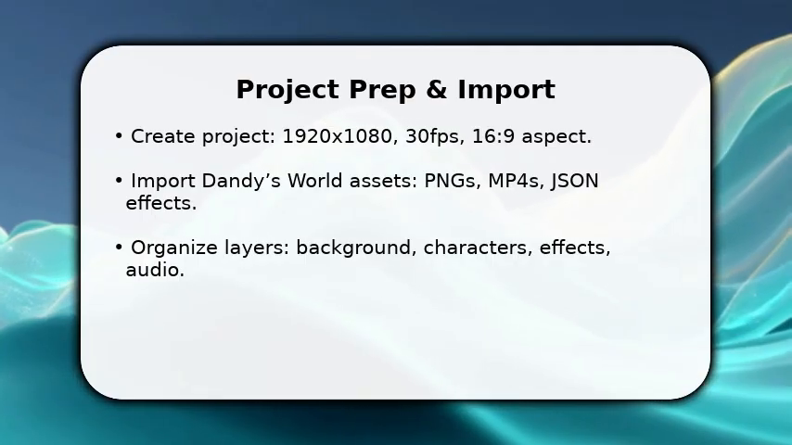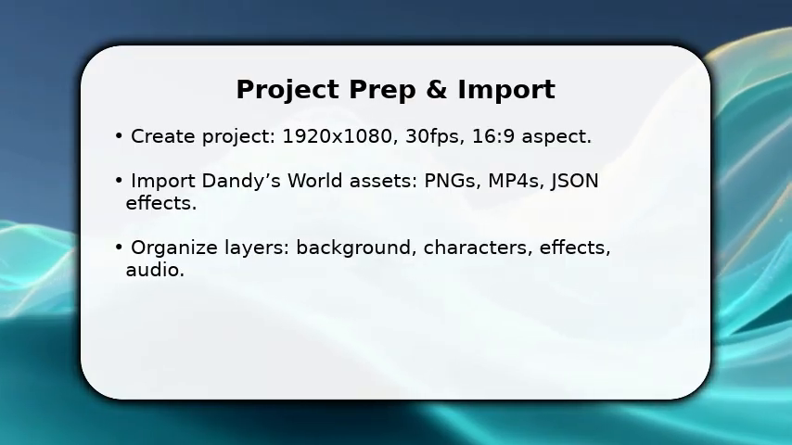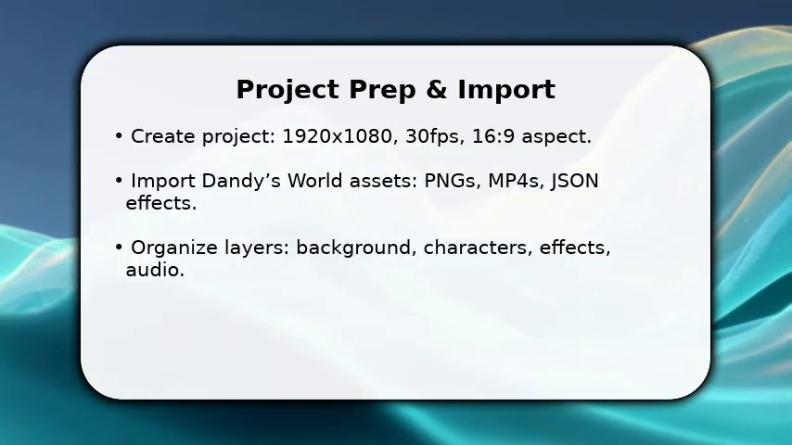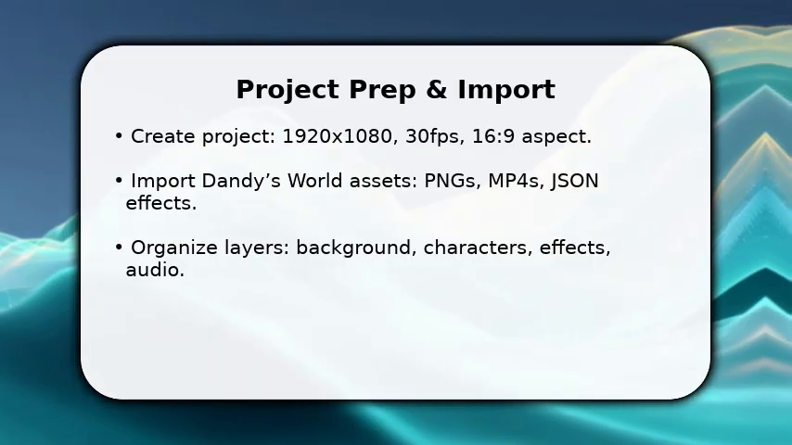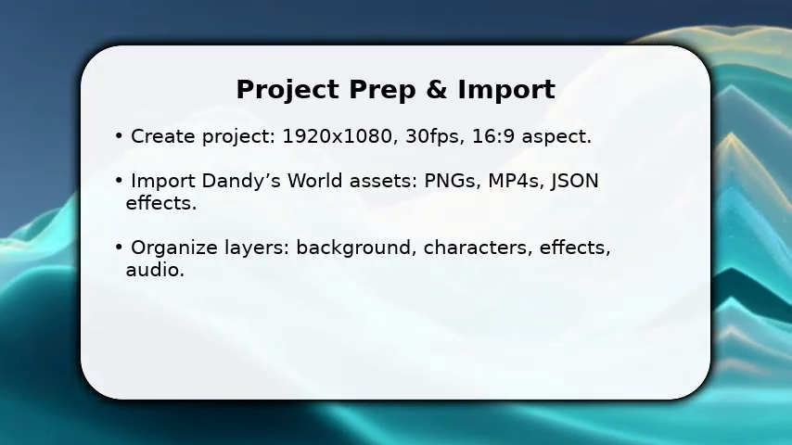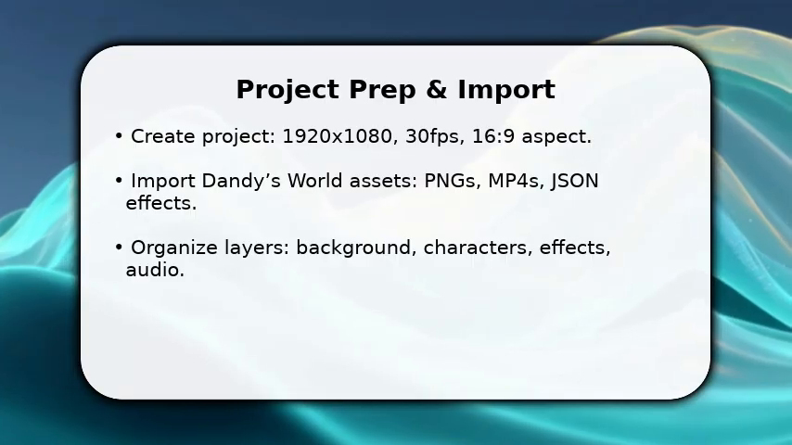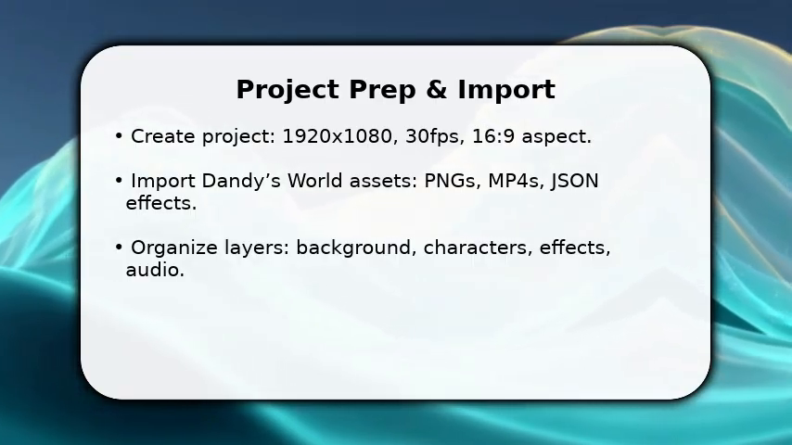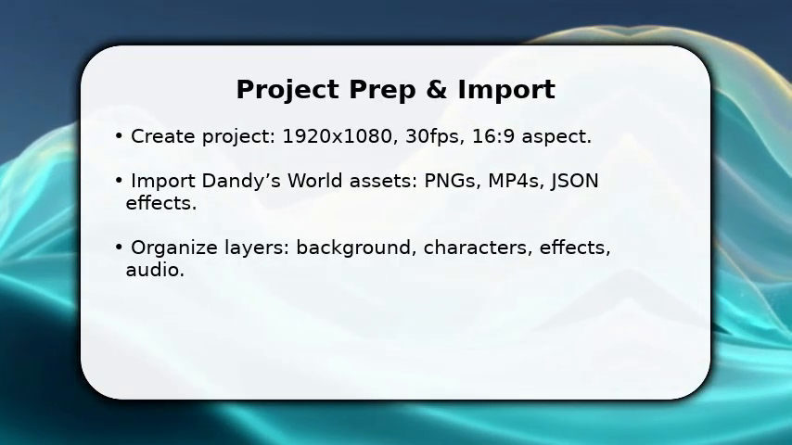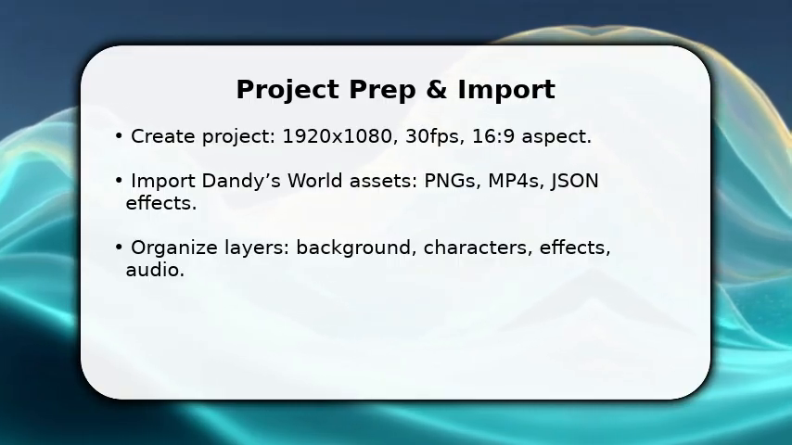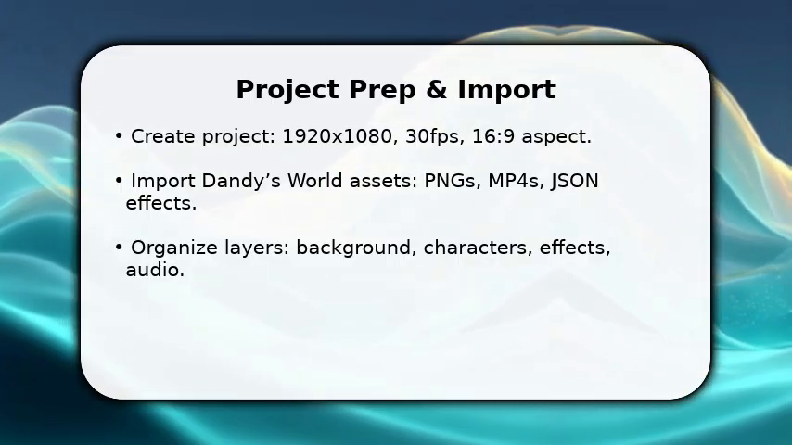You start by creating a 1920x1080 project at 30 FPS so motion looks smooth. Once done, import Dandy's World images, sprite sheets, and MP4 clips into your media panel and name them clearly. Make sure to group related assets into folders: background, characters, VFX, audio, so you can find items fast.